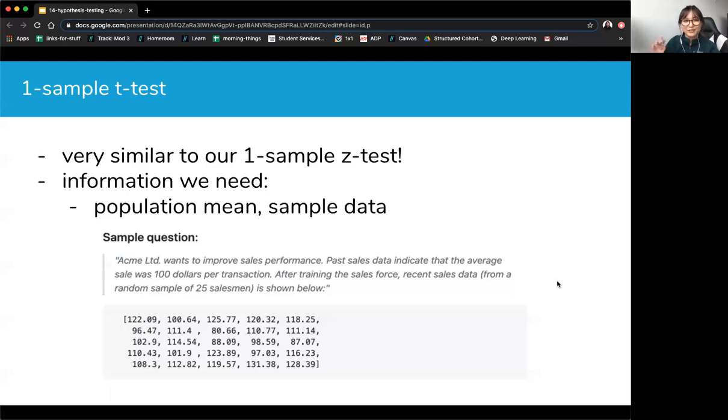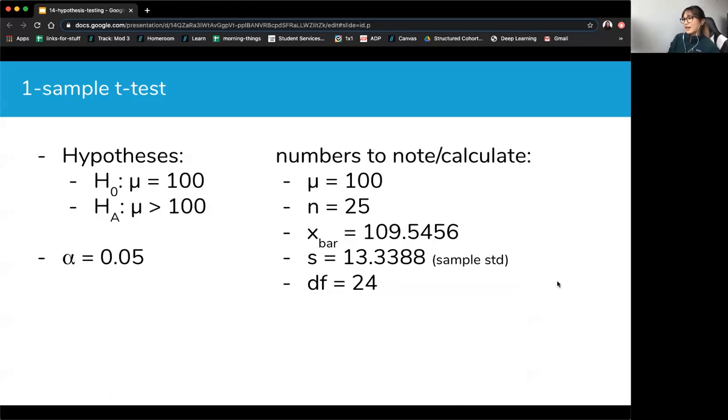Yesterday, I alluded to the t distribution and how you use it when you don't have the population standard deviation. The reason t-tests are used more than z-tests is that a lot of times you just don't have that population standard deviation. So this is our setup. We're going to go through the exact same process of statistical testing, starting with our hypotheses.